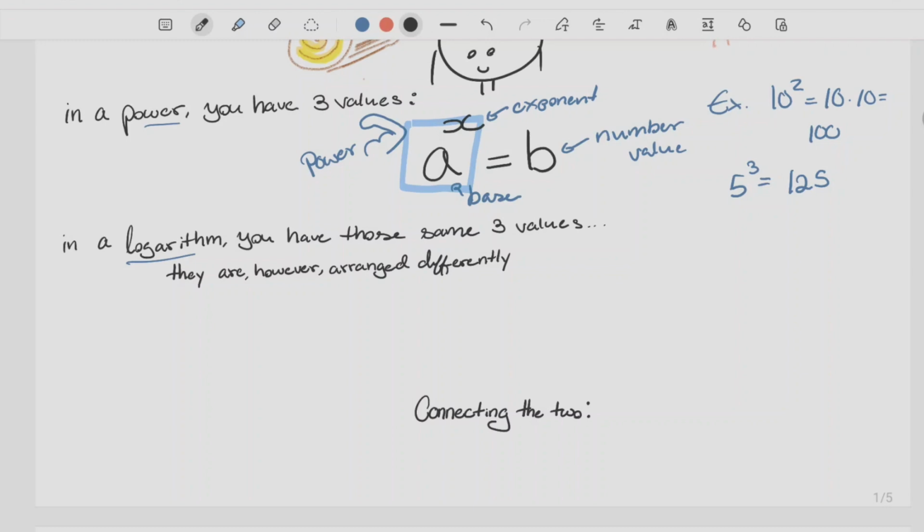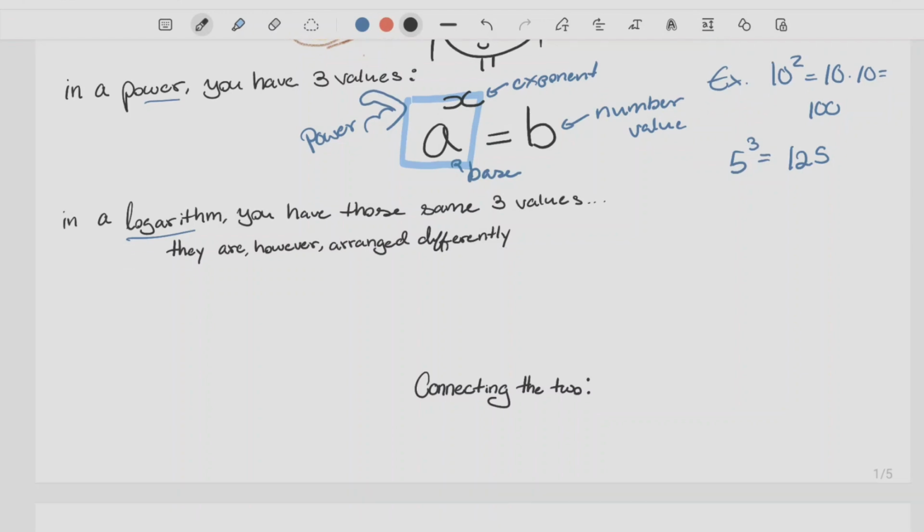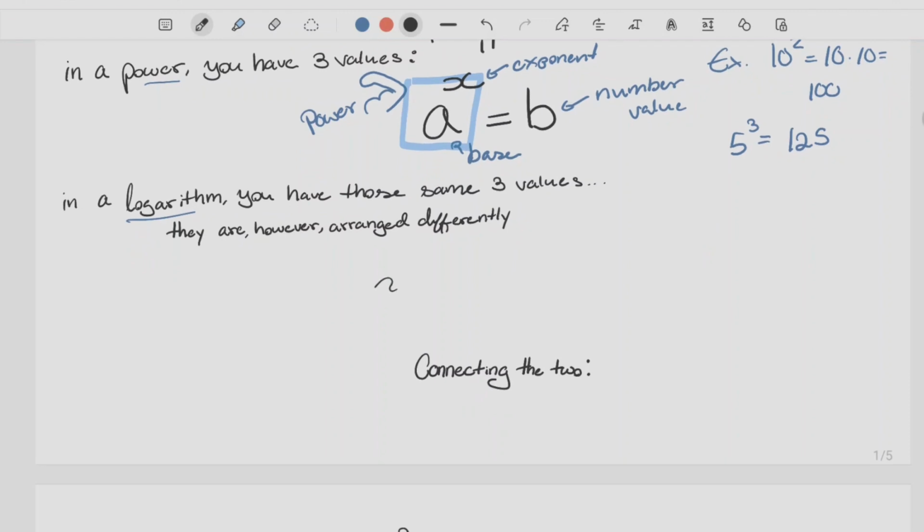In a logarithm, you've got those same three values. You've got your base, you've got your exponent, you've got your number value, but they're going to be arranged differently. We're solving for something else. Verbally, how you read out a logarithm is: log base a of b equals the exponent.